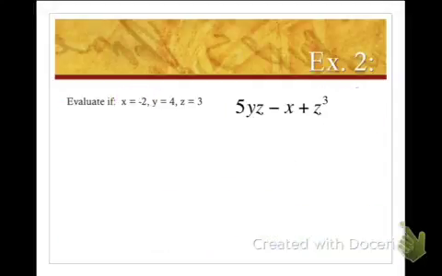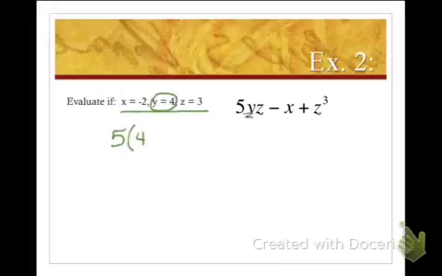All right, the next example that you see says evaluate if x equals -2 this time, y equals 4, and z equals 3. So the first thing we're going to do is take out each letter and put in what its known value is using parentheses. So the 5 stays. We're going to pluck out y and put in what y equals, which is 4. Close your parenthesis. We're going to pluck out z and put in what z equals, which is 3. Now that first term, 5yz, is now complete. And what I want you to notice is that there's no outside powers, and hold on to that.